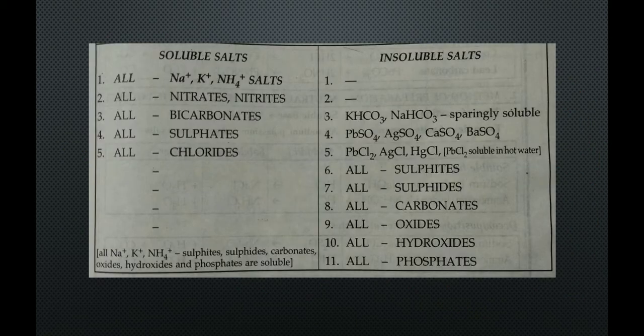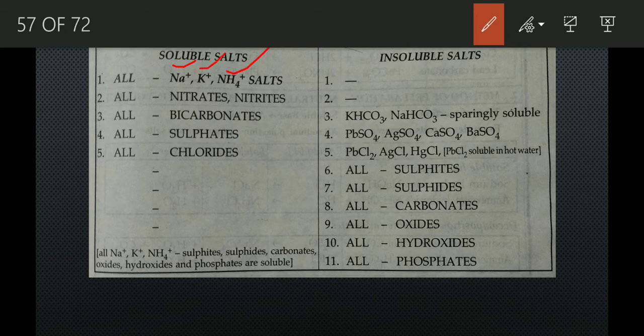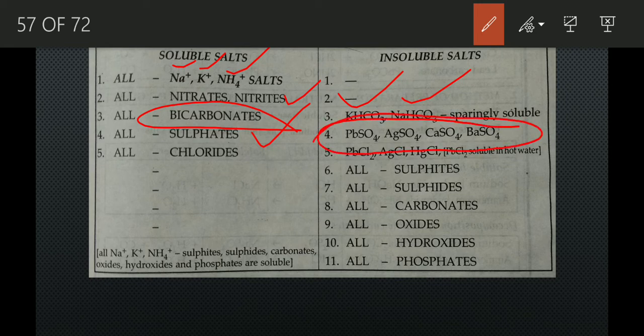Clear? Now we come to the solubility of the metallic salts. See, which salts are soluble? All the salts which consist of sodium, potassium, ammonium ions, all these salts are soluble. All the salts of nitrates and nitrites are totally soluble in water. And in case of bicarbonates, all bicarbonates are soluble except potassium bicarbonate and sodium bicarbonate, because they are not readily soluble in water. They are sparingly soluble.